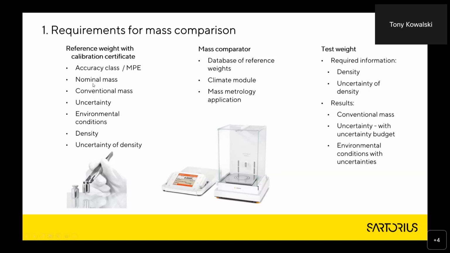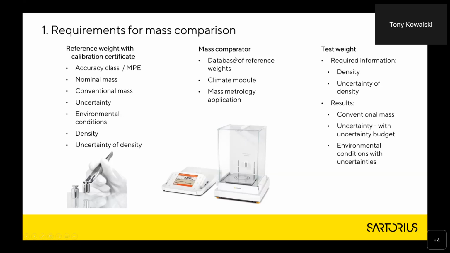We need to know its nominal mass and its conventional mass, which will be on the certificate. Its uncertainty will be quoted on the certificate, and it will have been calibrated in the correct environment conditions. We will know the density, and this will be on the certificate, or from the original manufacturer. This information is given together with the uncertainty of the density of our reference weight.